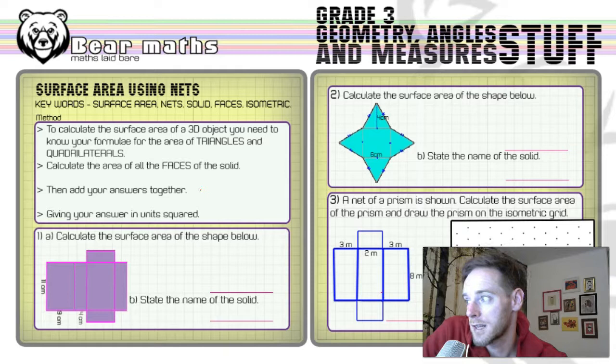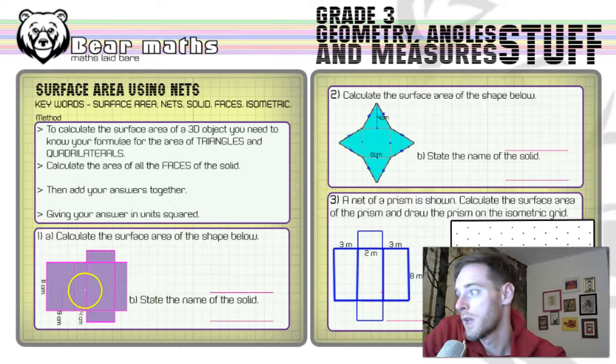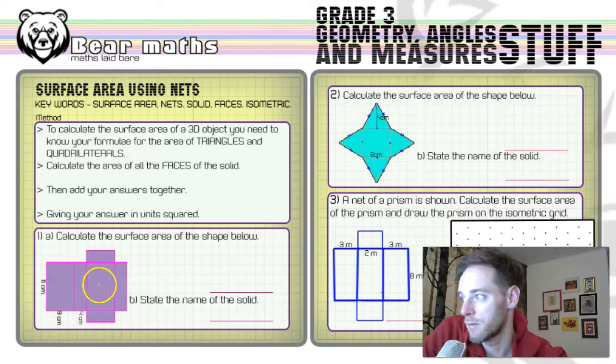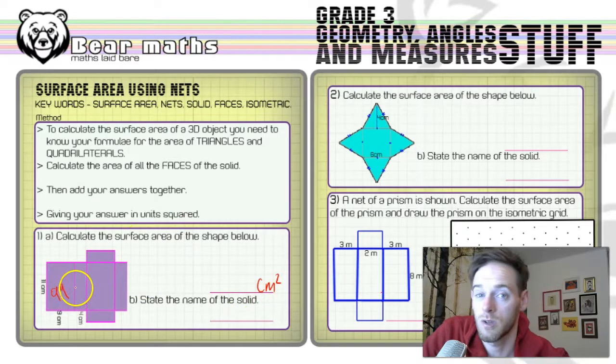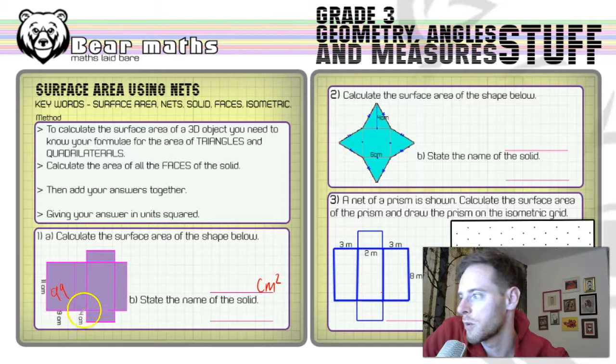A asks us to calculate the surface area of the shape below. Now, on the face of it, it looks like there's some information that's missing. There's not. We do know what the dimensions are on all of these rectangles, and I'll explain as I go through. 11 multiplied by 9 is 99. I'm just going to write 99. I know the answer is going to be in centimeters squared, units squared, so we can pop that straight away in if we were required to.